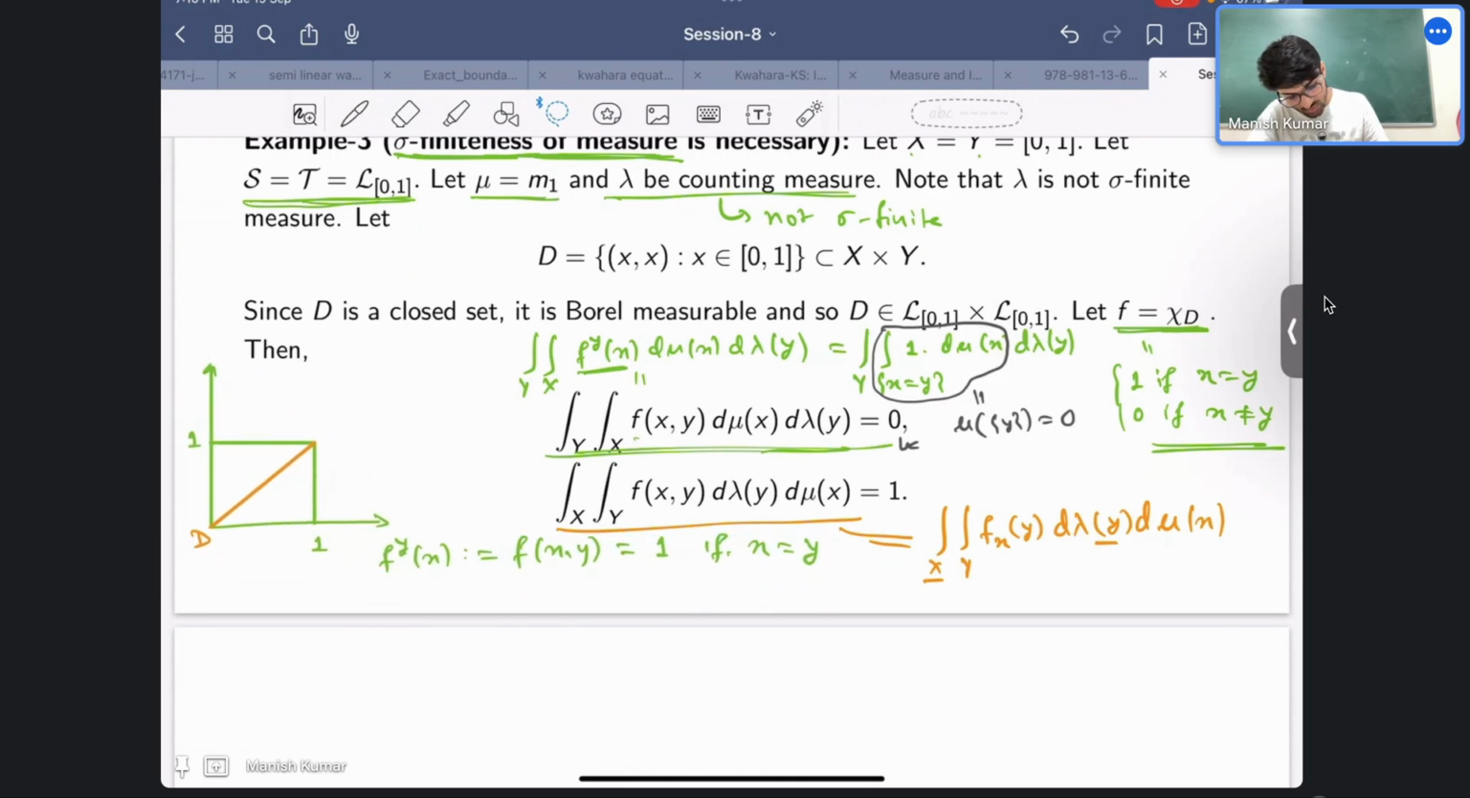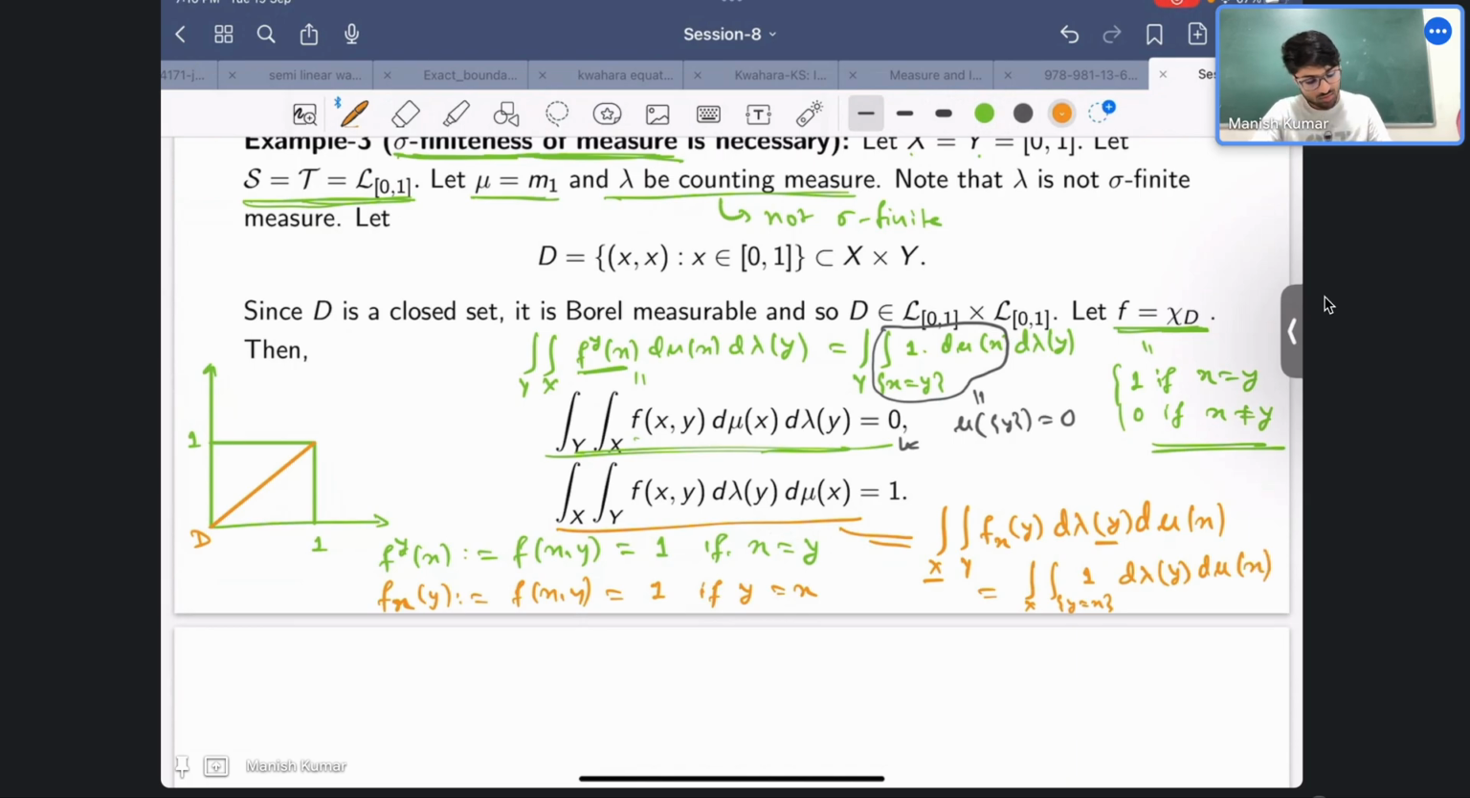So if you go for f_xy, here x is fixed, so this is f(x, y). By definition, this will be 1 if y is equal to x, right? So this is the integral over y equal to x of 1 d lambda of y d mu of x. This is what this integral would be.